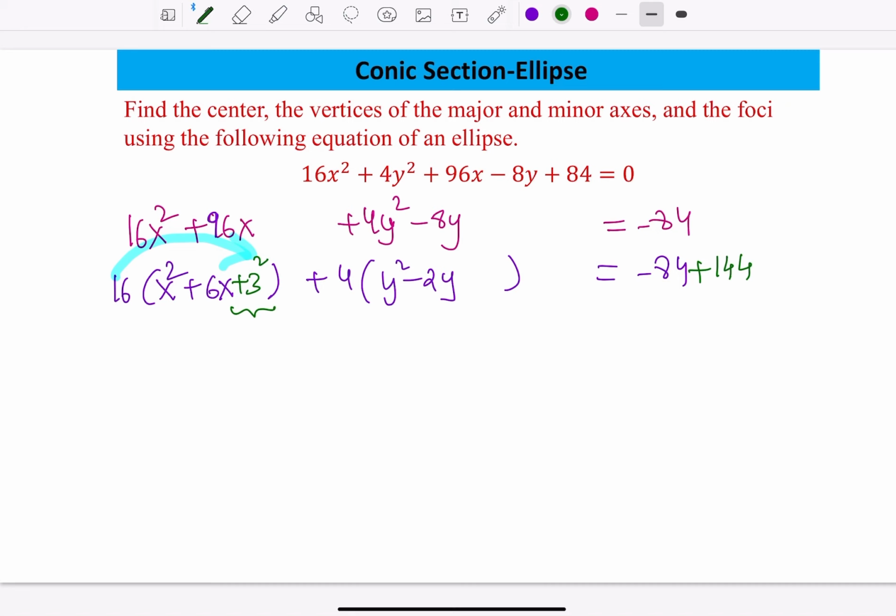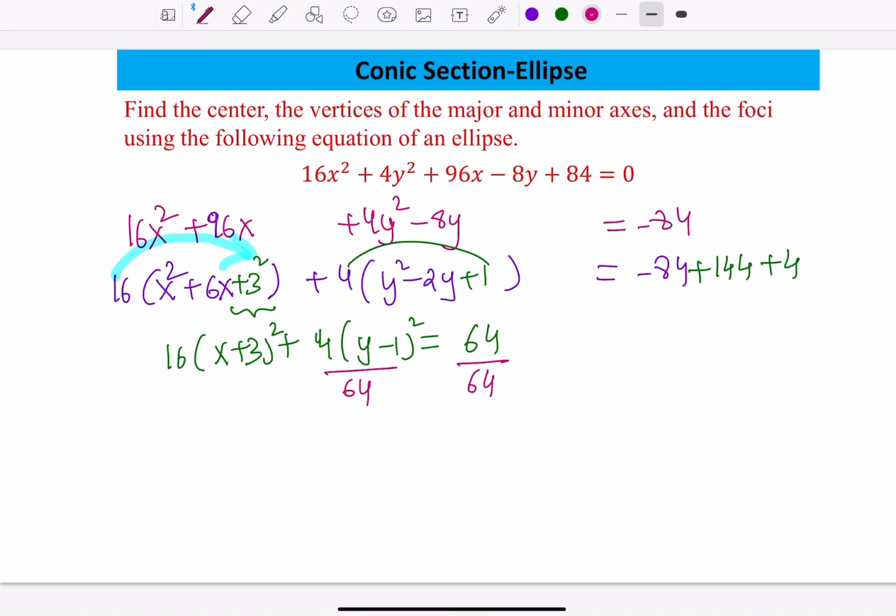I must add it to both sides. For the y parentheses, I would be adding 1 squared, which is half of 2 squared, but I'm technically not adding just 1, I'm adding a 4. So I must add a 4 on the right-hand side as well. 16 times (x plus 3) squared plus 4 times (y minus 1) squared equals, on the other side, we'll have 64. Now to get a 1 on the right-hand side, let's divide everything with a 64 and simplify it.